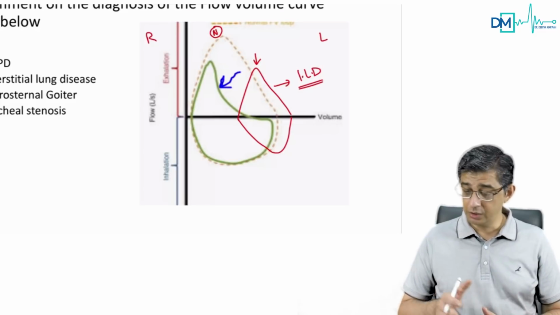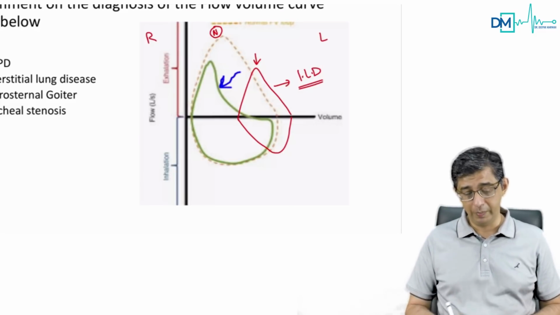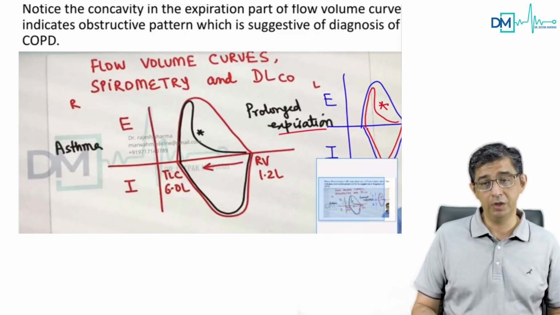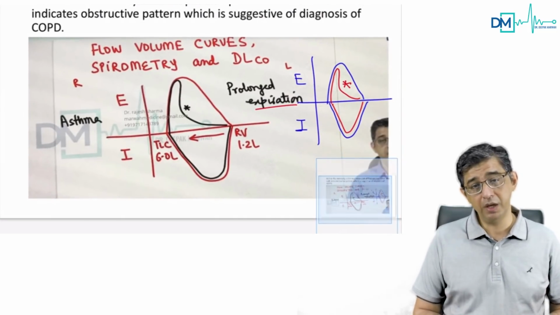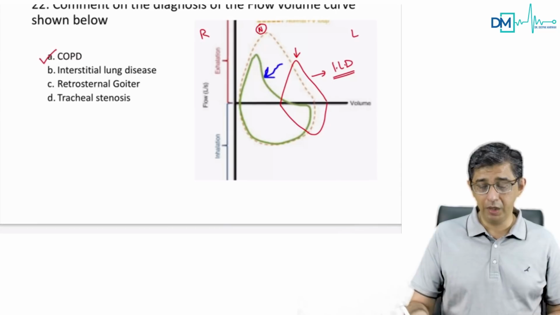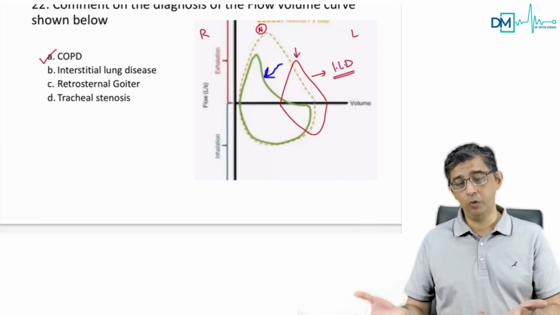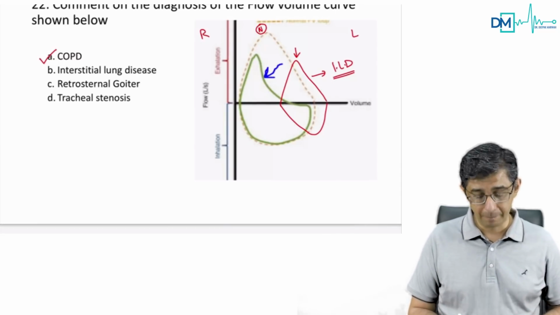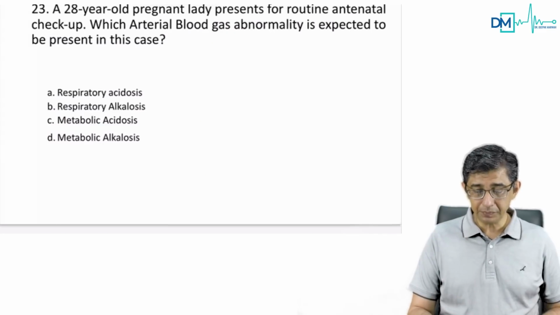You want to listen to more details of this, you can go to the main section in the app where I've discussed flow volume curve. But this, I think, was a piece of cake, guys. You can very well see COPD, why it's the answer, because there's a scalloping, there's a concavity present. Moving to the next question.